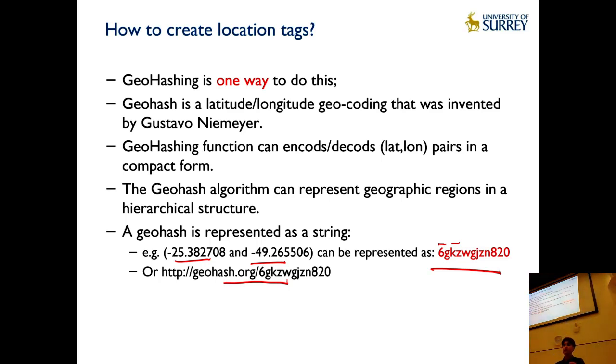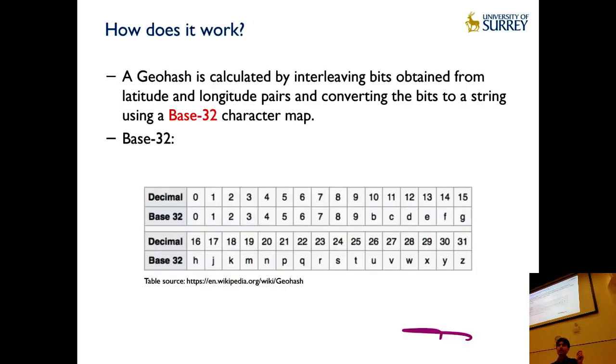The second thing about geohashing is that when you have the points and you want to find the exact distance between them, you need to again convert them back to latitude and longitude and then start calculating the distances. But how does geohashing actually work in practice?